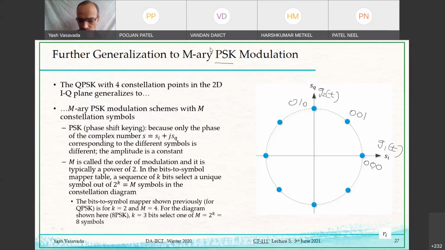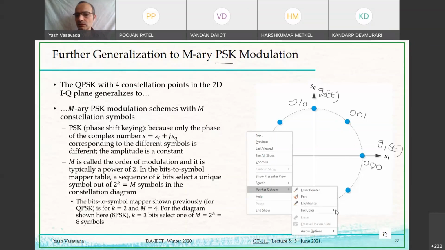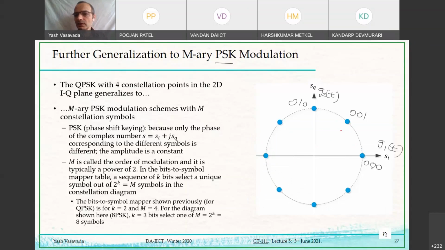The error probability will be Q of sine 22.5 degrees upon... Good, good, good. Remember, the error probability depends only on the distance between the two points. So that distance is what you would need to calculate. If you connect these two points, what is the length of this line? That is what you have to determine.